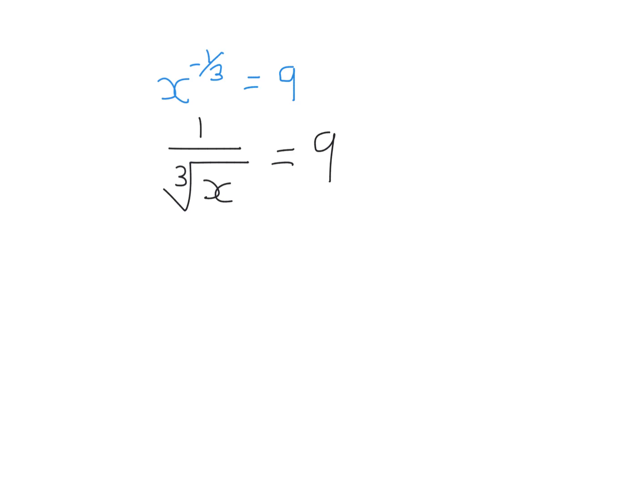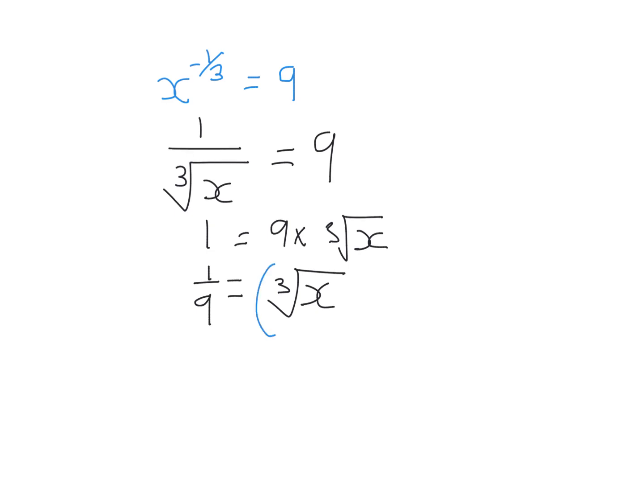So what do I do now? Well, I want to get rid of this fraction. I'm going to multiply each side by the cube root of x. I want to get x by itself, so I'm going to undo timesing by 9 by dividing by 9. So I get 1 over 9 is equal to the cube root of x. So how do I undo cube root? Well, I cube it. So I can raise this side to the power of 3 as long as I raise this side to the power of 3. So cube root of x, if you cube it, you just get x. 1 over 9 to the power of 3, you get 1 over 729, and we are done.